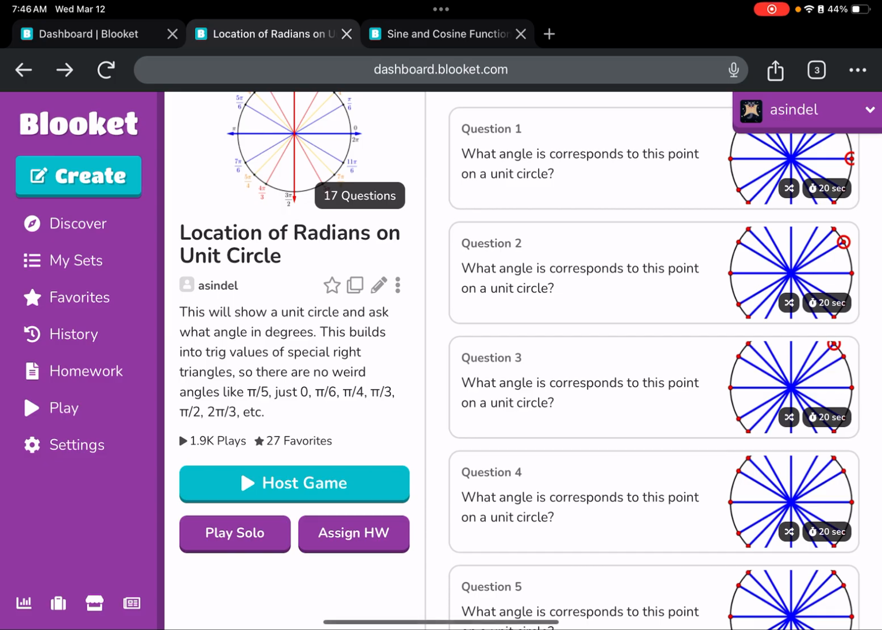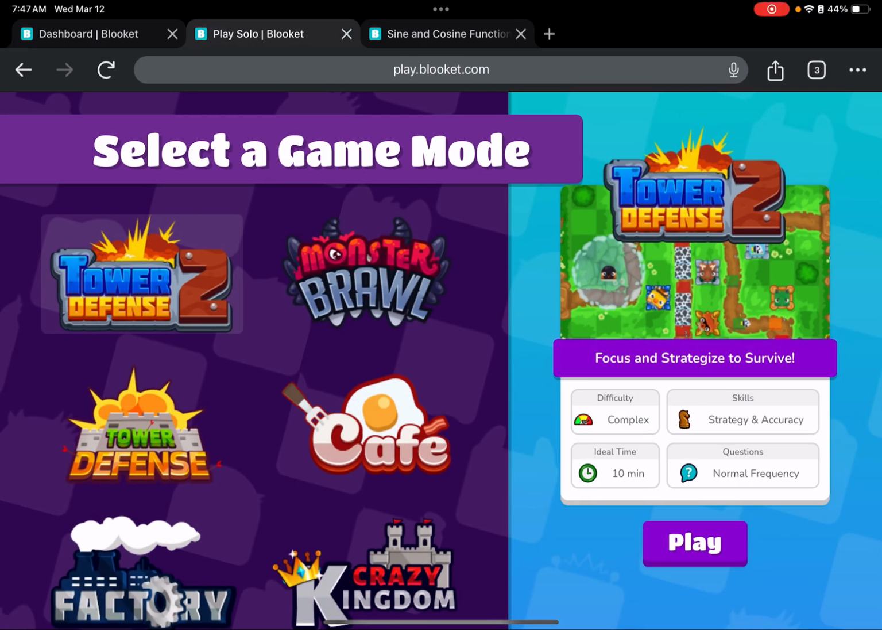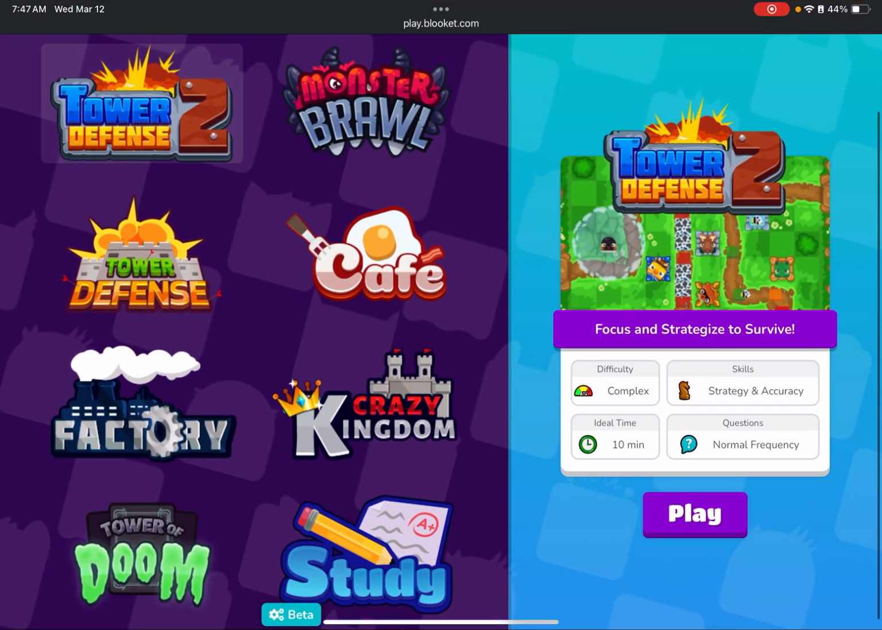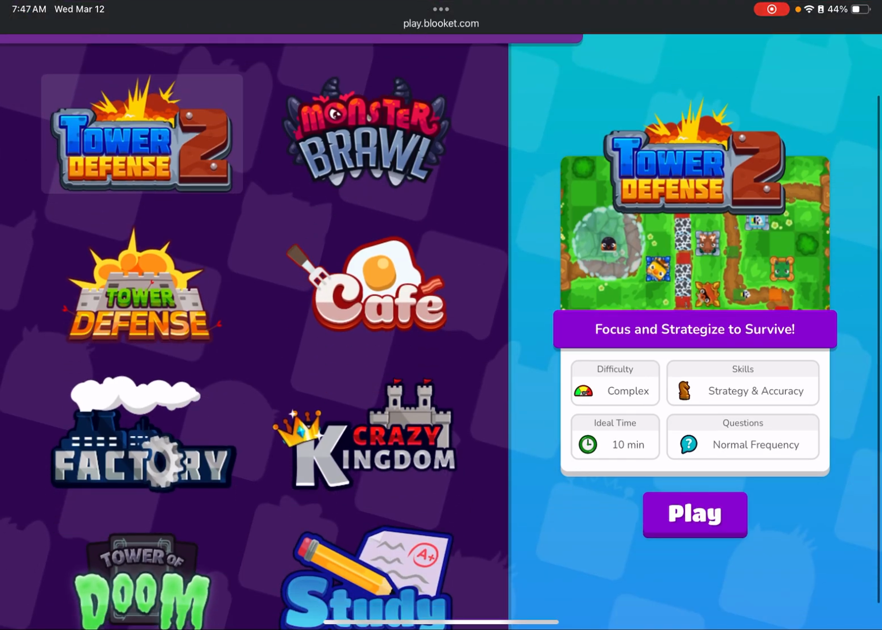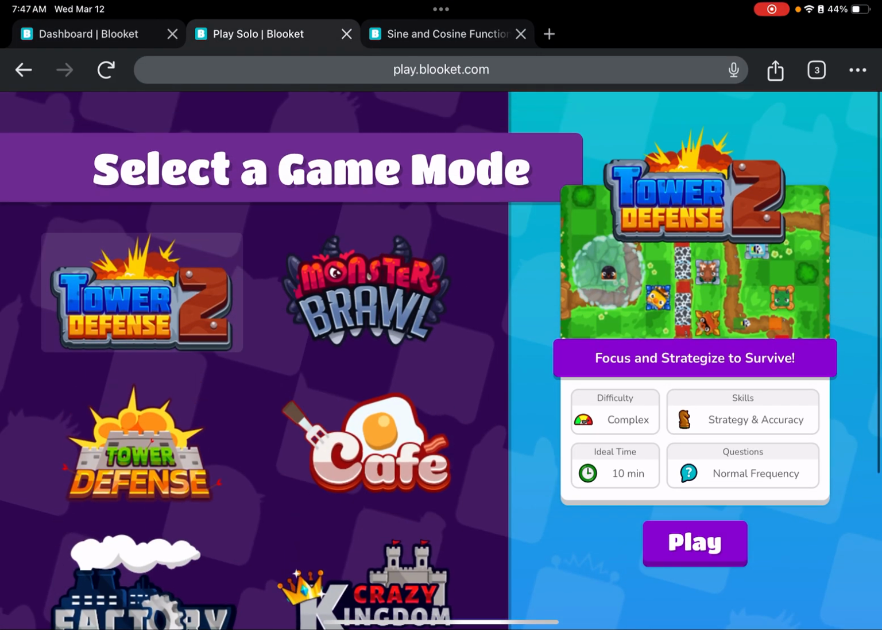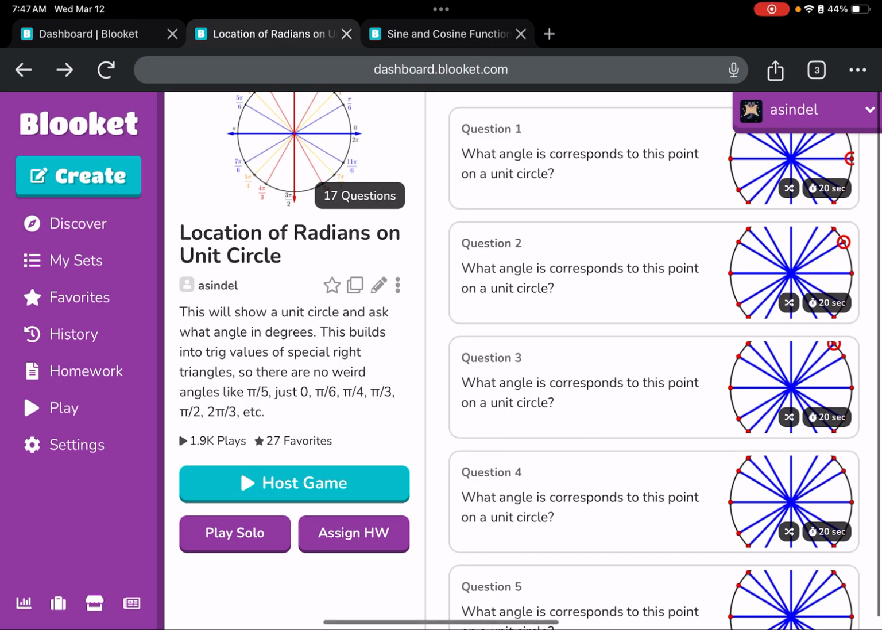And again, if you do not like to play it, or if you're not in a class and you need to play it just by yourself, you're studying by yourself and you need to grind and grind, go ahead and hit the play solo button in the bottom left, and there's still a bunch of games to play. My favorite being Tower Defense 2, but if you are a Monster Brawler or a cafe or a factory sort of person, go for it. By the way, if you do not like to play video games and you just want to grind, factory is the recommended setting for you. It's just grinding over and over again. You do have to click occasionally.